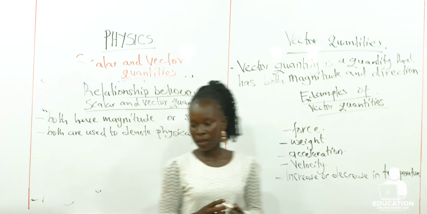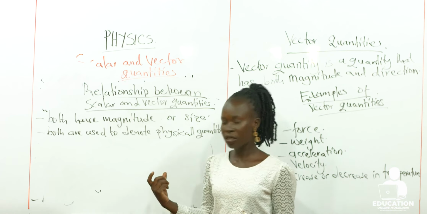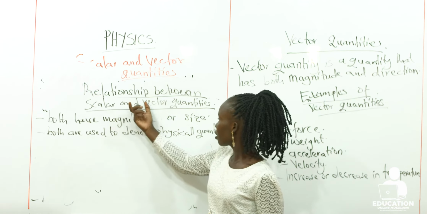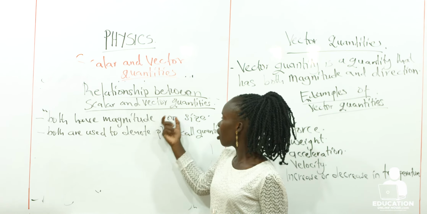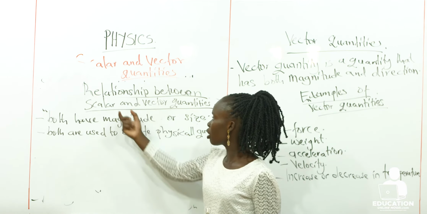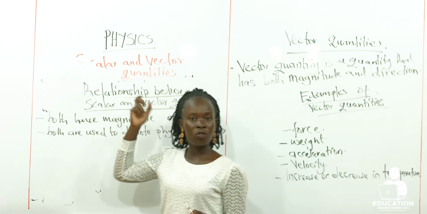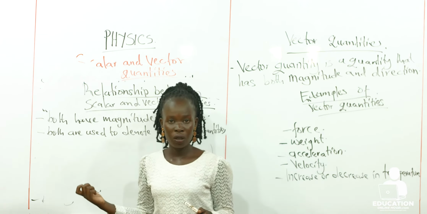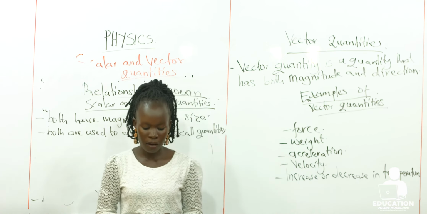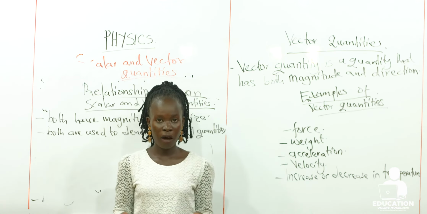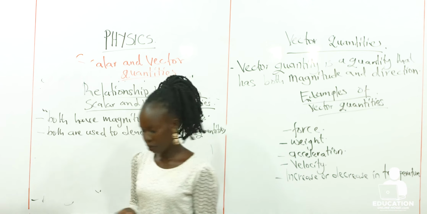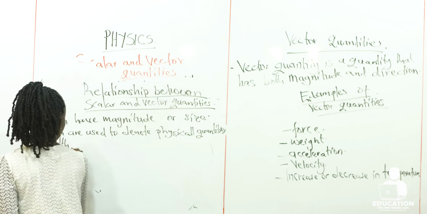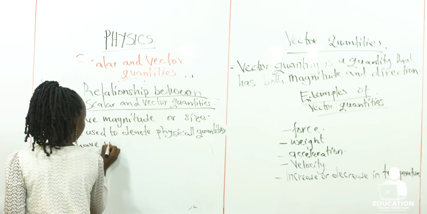So if we have like that, because we know that these ones here, the scalar and vector quantity, all these other physical quantities fall under these two. So they are the major, they are the umbrella of these other physical quantities. We still have another one. They both have units.